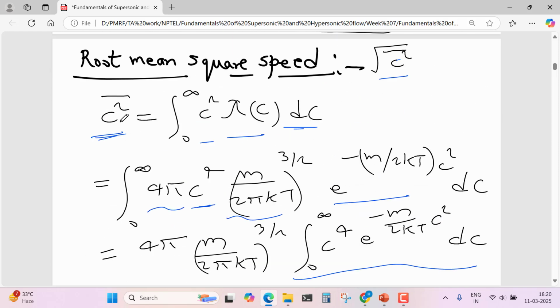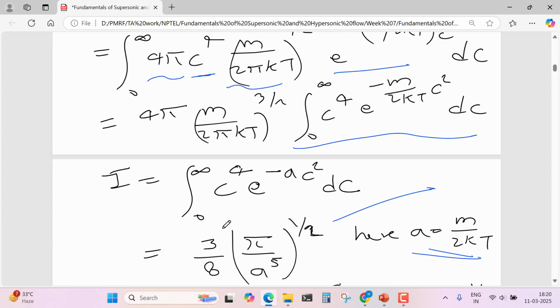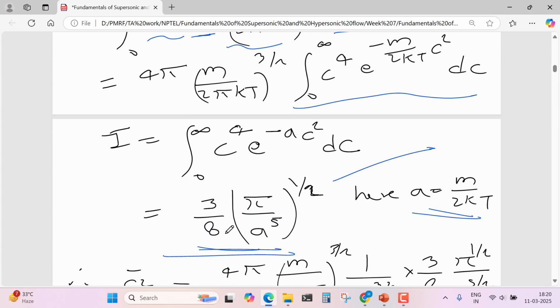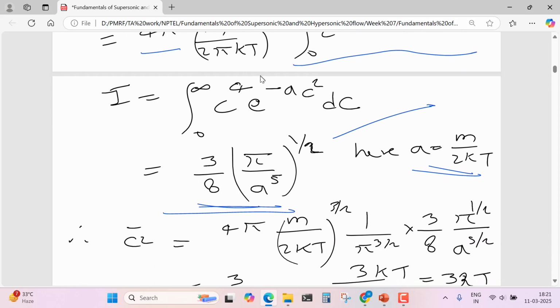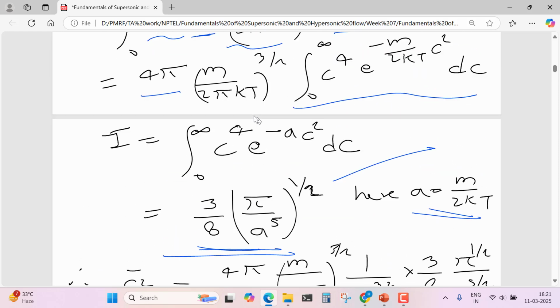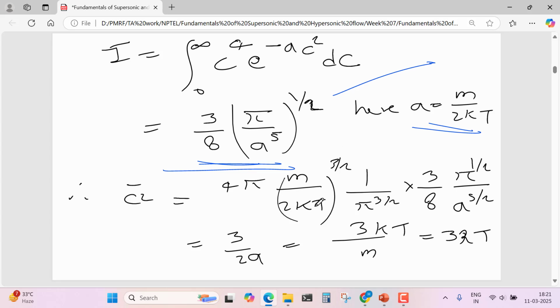So in this expression, we will substitute the value of this integration. We will get 4π (m upon 2πkT) to the power 3/2. Here we are writing m upon 2kT to the power 3/2 and π to the power 3/2 separately, because this is nothing but a. And the value of this integration is 3/8, π to the power 1/2 and a to the power 5/2.